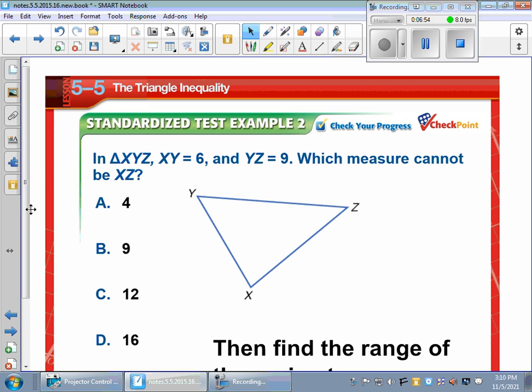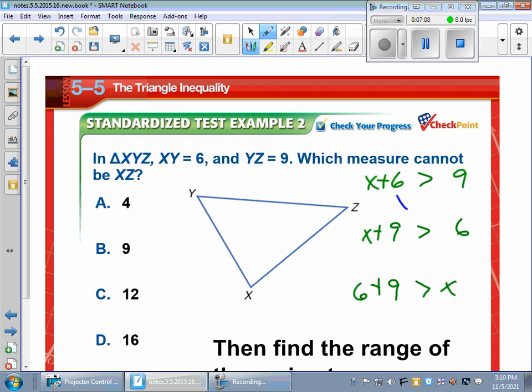So we want to do the same thing we did there. X plus 6 has to be greater than 9. X plus 9 has to be greater than 6. 6 plus 9 has to be greater than X. So what do we get? Subtract this over, X is greater than 3. This one you subtract over, you get a negative. Can't do that. And then the next one here, we're going to get 15 is greater than X.